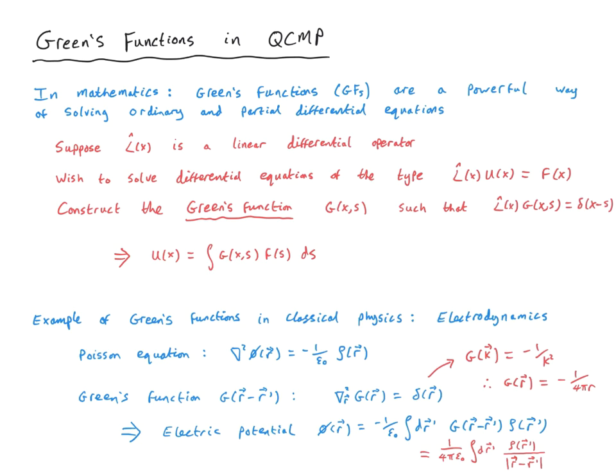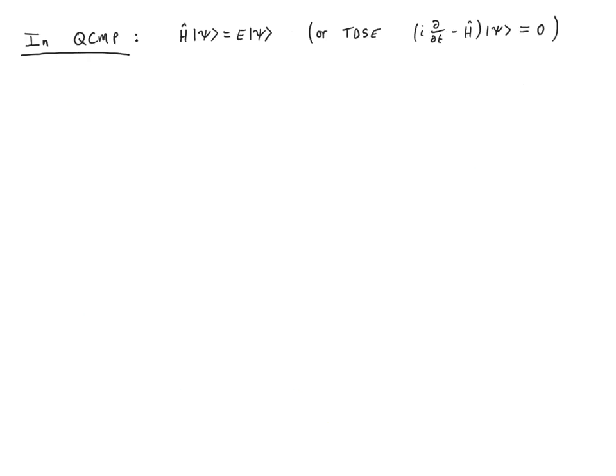Okay, so how can we use this Green's function theory in the context of quantum condensed matter physics? Of course, in quantum condensed matter physics, the differential equation that we're interested in solving is the Schrödinger equation, h psi is equal to e psi, or likewise the time-dependent Schrödinger equation, i d by dt of psi is equal to h psi. For a single particle Hamiltonian, we can then simply define a corresponding Green's function which solves the Schrödinger equation. We can write that E minus h acting on the Green's function is equal to the delta function.